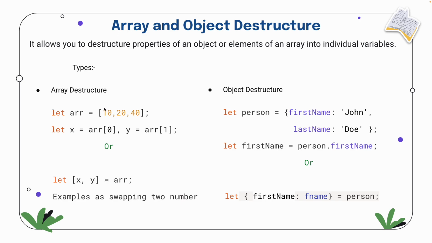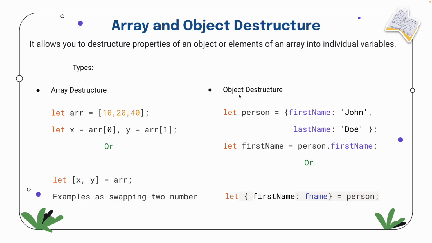So what happens, this 10 will be mapped to first x, 20 will be mapped to y, 40 will be mapped to other variables, and so on. So this is one way to create variables. Either you can store the array element this way, or else you can go by the other way. So this is called destructure assignment. Okay, it's like creating a variable from an existing array or object.